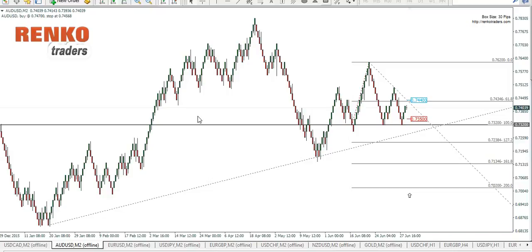This video is going to be quite short as I focus only on the most promising setups that are likely to be formed. What you have here is the Aussie dollar 30 pip Renko chart.